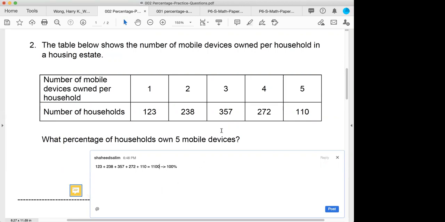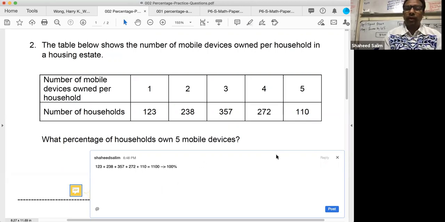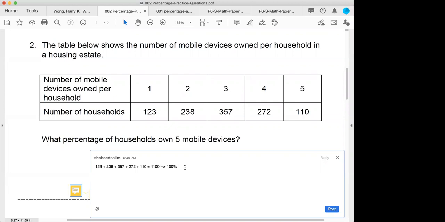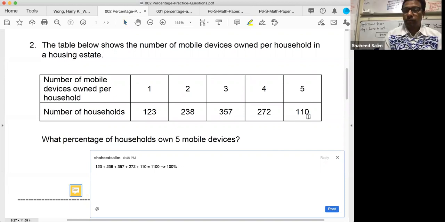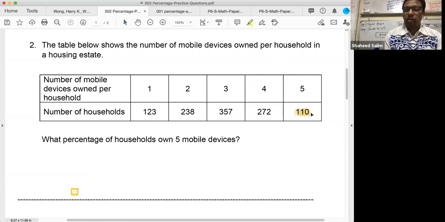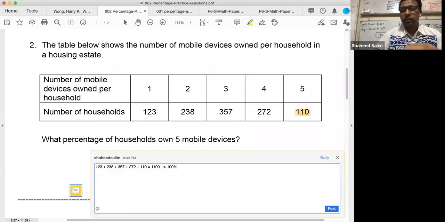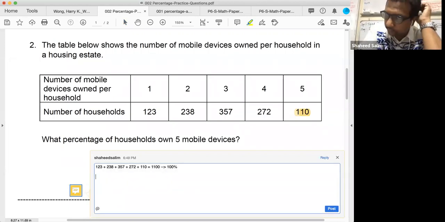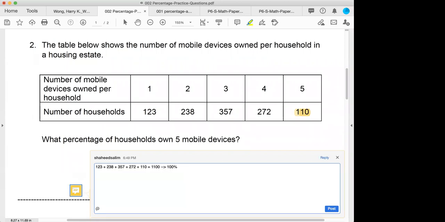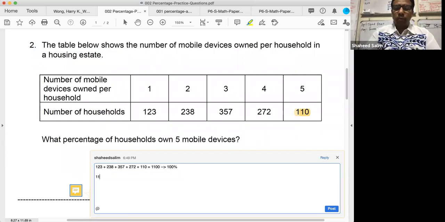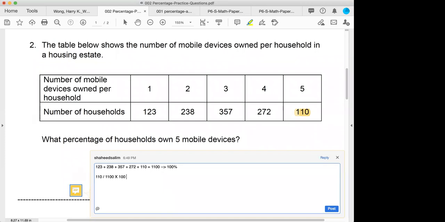So now just find out what is the 1100. So we're looking at household owning 5%. What's the last one? You find the percentage of this amount here. This is how many percent? That's what they're asking you. So Rahana got an answer, and we're looking for your answer. Also got 10%. Zahira, just 110 divided by 1100 times by 100 equals 10%.